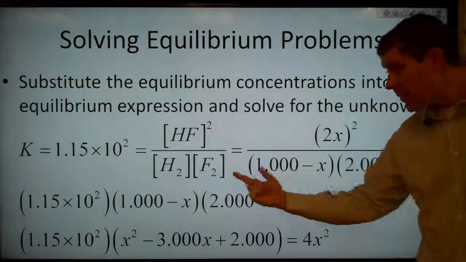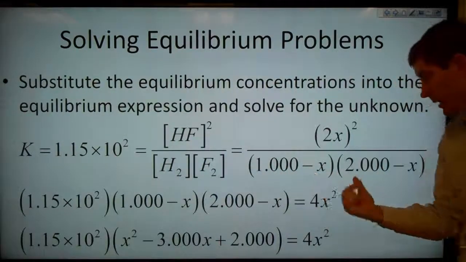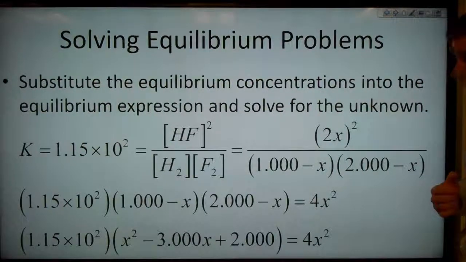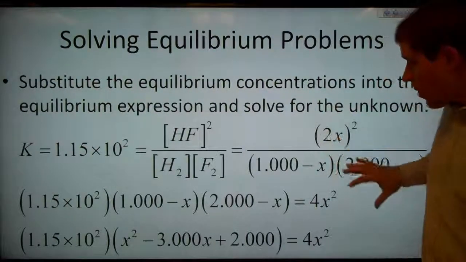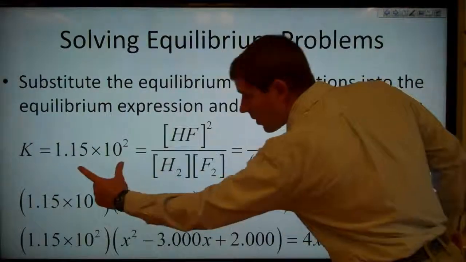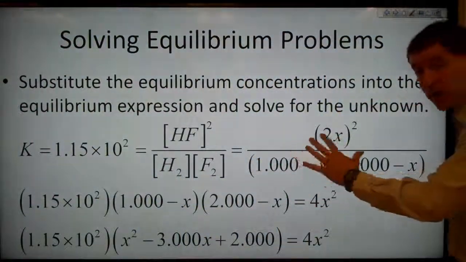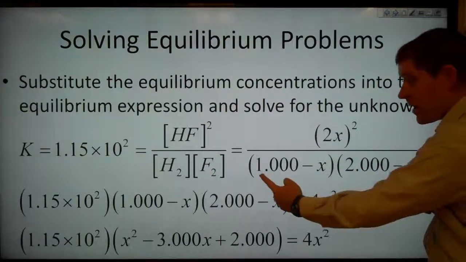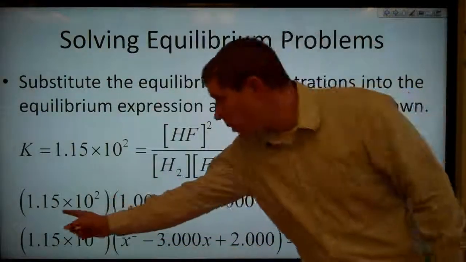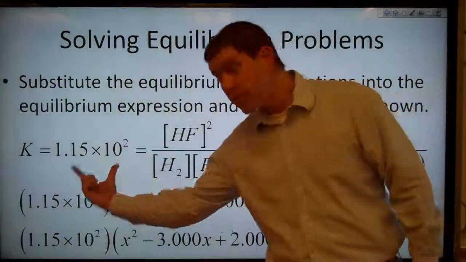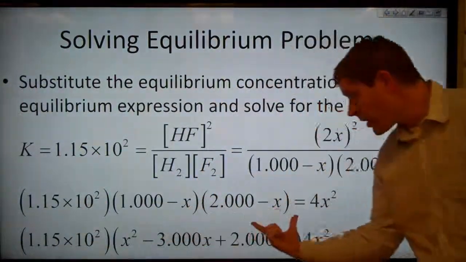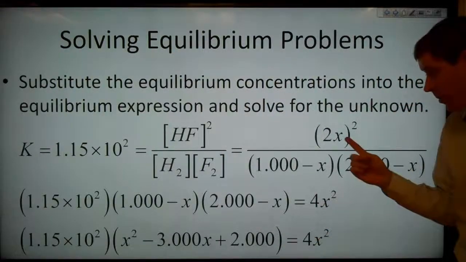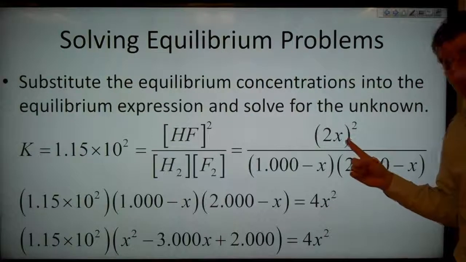And then we divide by the concentration of hydrogen, that's the 1.0 minus x, times the concentration of fluorine, 2.0 minus x. Now we have 1.15 times 10 to the 2 equal to this fraction. I want to take the denominator and move it to the other side. So we have the 1.15 times 10 to the 2, that's the value of K, times our denominator, and that has to be equal to 4x squared. Remember that you have to square the 2 and the x.